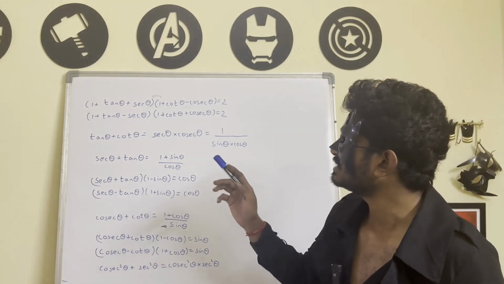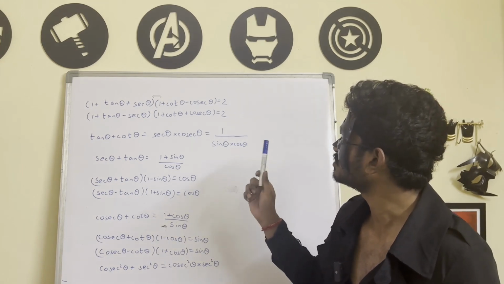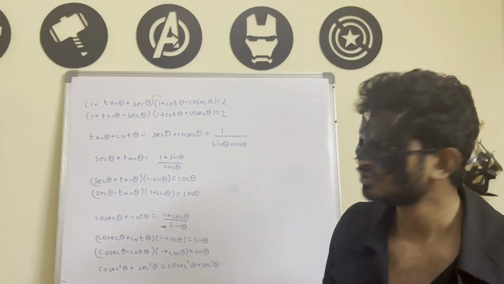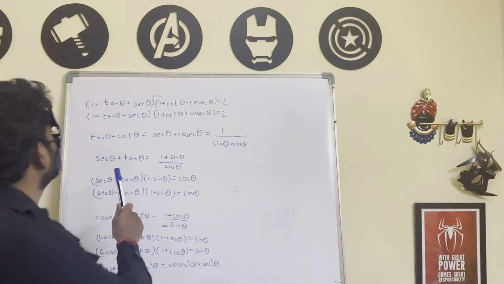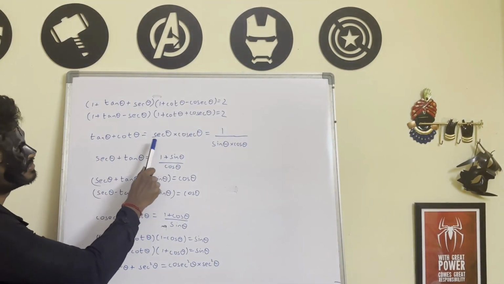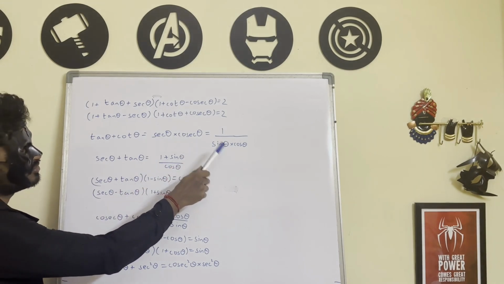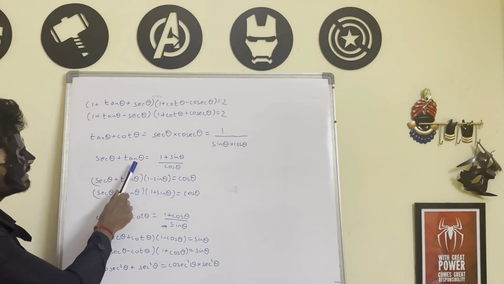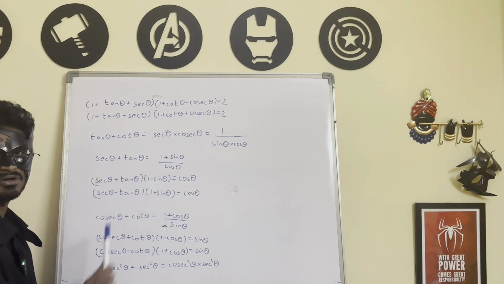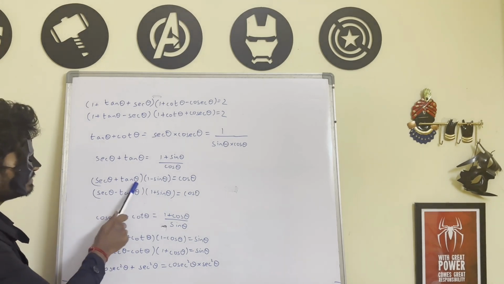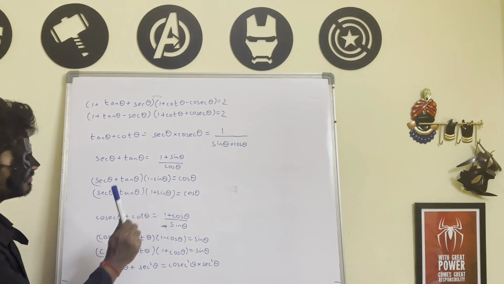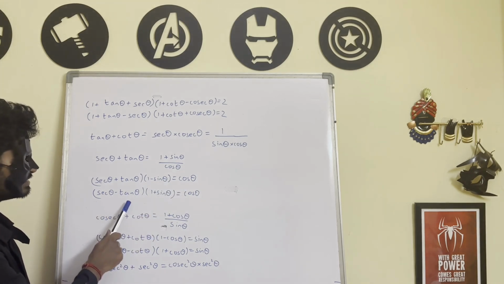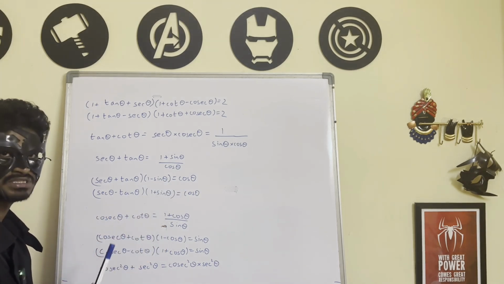And next one is (1 plus tan theta minus secant theta) into (1 plus cot theta plus cosecant theta) is equal to 2. Next one is tan theta plus cot theta is equal to secant theta into cosecant theta, which is equal to 1 by sin theta into cos theta. Secant theta plus tan theta is equal to (1 plus sin theta) by cos theta. (Secant theta plus tan theta) into (1 minus sin theta) is equal to cos theta. (Secant theta minus tan theta) into (1 plus sin theta) is equal to cos theta.